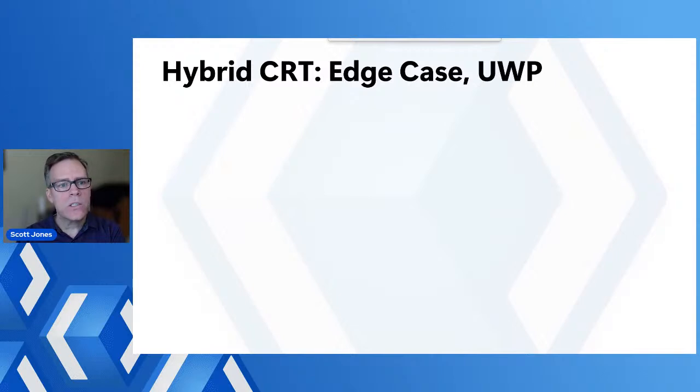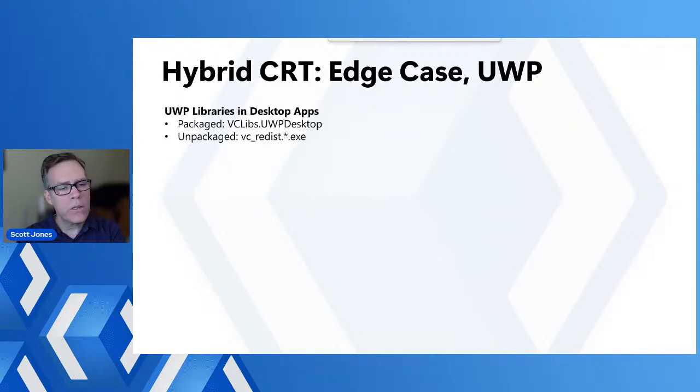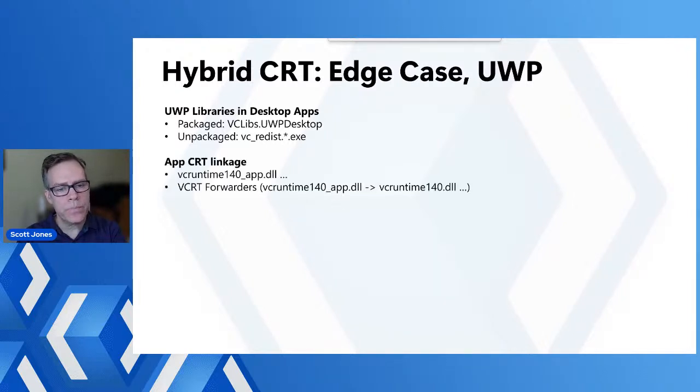A couple of edge cases to go over here. One in particular is the use of UWP libraries, DLLs, in desktop apps. And this would normally carry the responsibility of either a VCLibs UWP desktop package reference for packaged app, or the VC redist for unpackaged. There's 2 ways that we can achieve this.